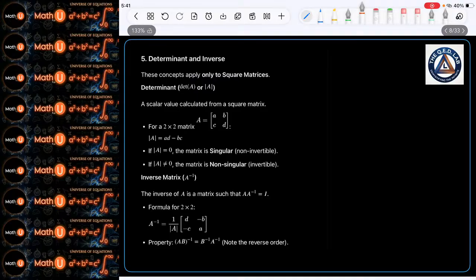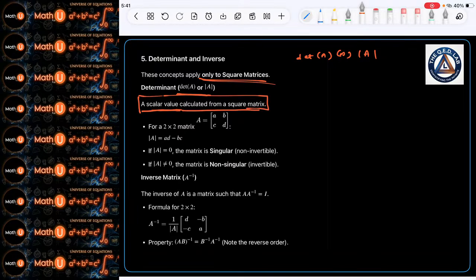Okay, next, determinant and inverse. Determinant is only applicable to square matrices. We denote it like this, det of A, or sometimes like this. What is a determinant? Determinant is a scalar value. Scalar value means a constant value, it may be any real number calculated from a square matrix. Always remember, determinant is just a number. It is a scalar value calculated from a square matrix.